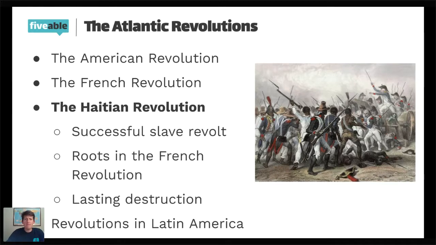Most slave resistance was done in other ways, some of which was not successful, some of which was moderately successful. We look at maroon societies. We're not going to get into that today. But this was really an example of a revolution that completely upended the way things were.